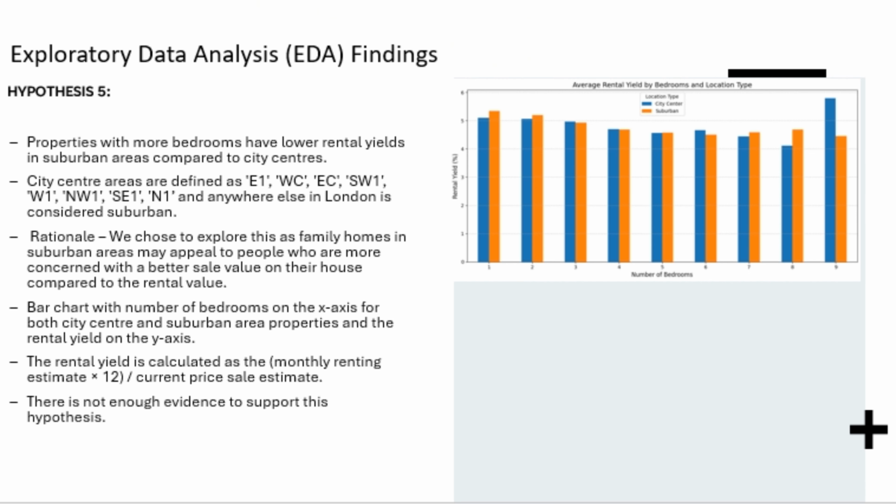To test this hypothesis, we plotted a bar chart with the number of bedrooms on the x-axis for both city centres and suburban area properties, and the rental yield was on the y-axis to be able to compare the two. We found that there was not enough evidence to support this hypothesis.